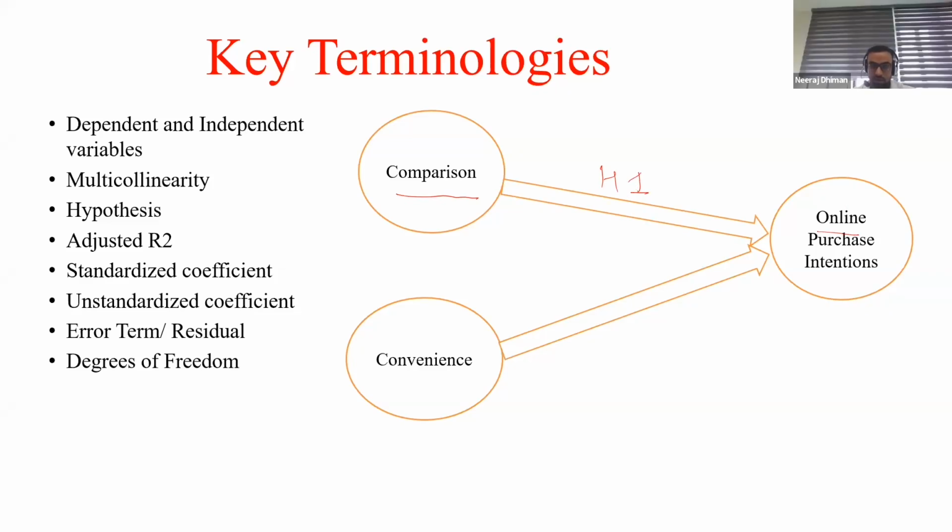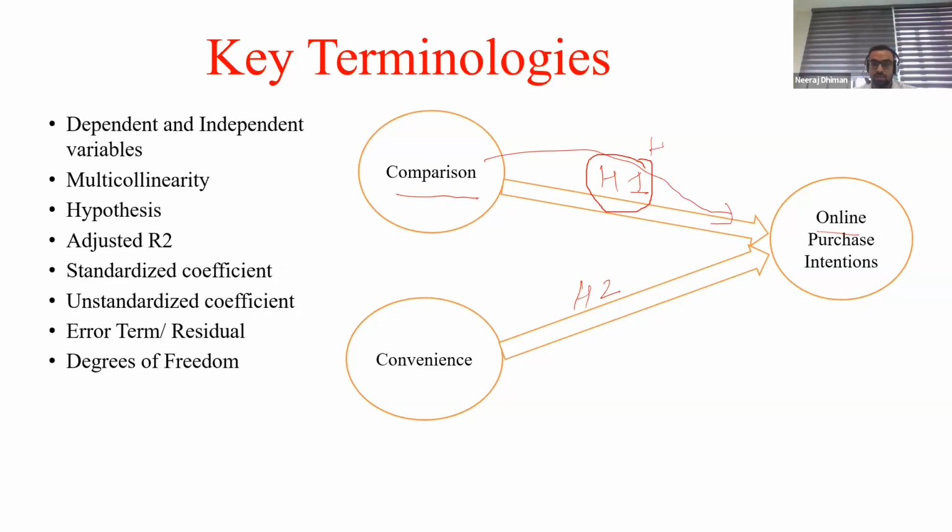The alternate hypothesis will be that there is an impact, and the null hypothesis will be that there is no impact. The second thing is convenience, which is our hypothesis too. Hypotheses are tentative statements that say convenience has a significant relationship with online purchase intentions, or the term you are using is influence.